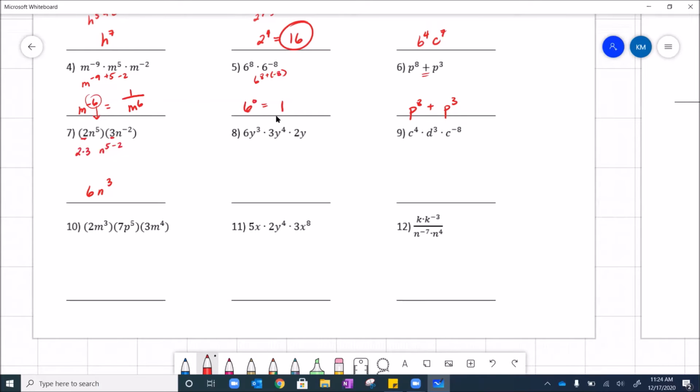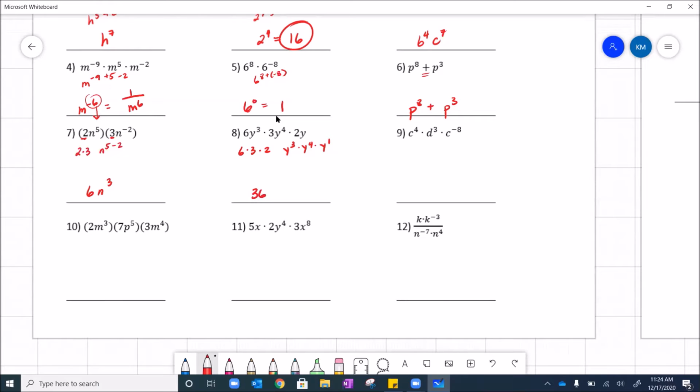Number 8, 6 times 3 times 2, right? All my coefficients together. Y to the third times y to the fourth times y. This is a tricky one, actually. 6 times 3 is 18, times 2 is 36.